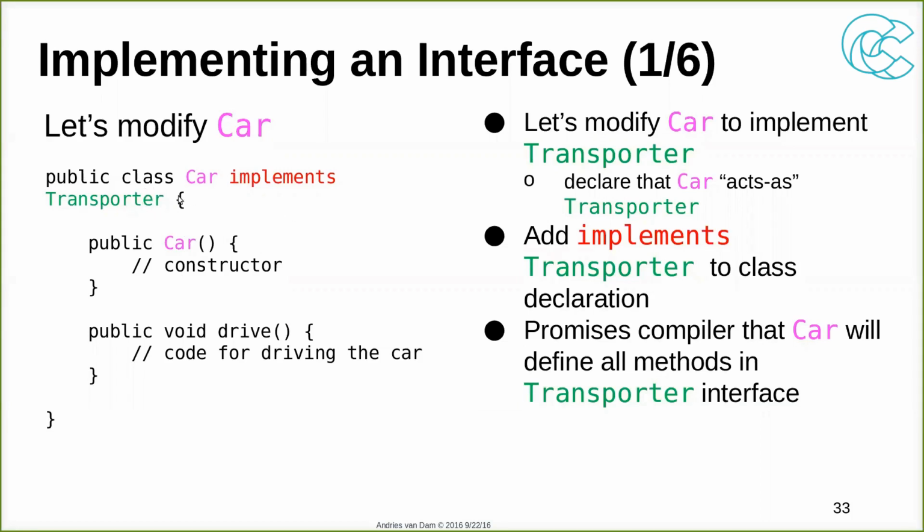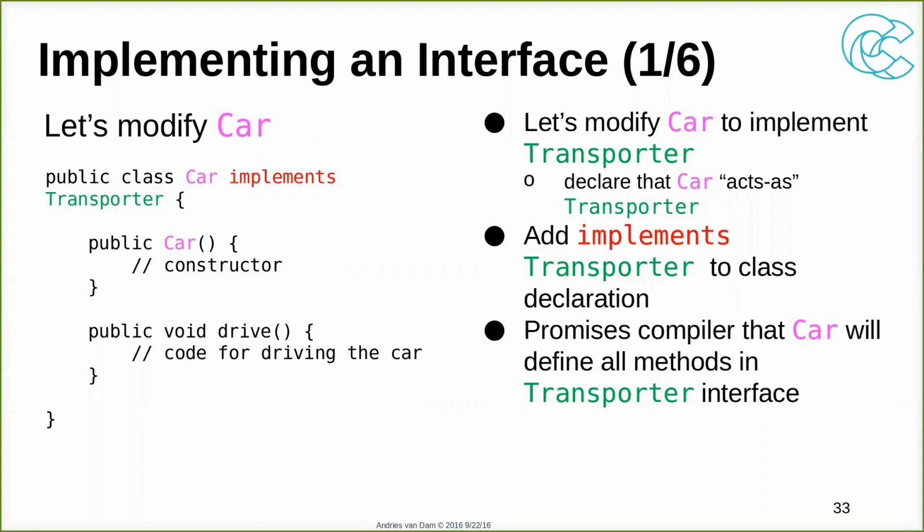So the way to implement is you have this keyword called implements, and Car then implements the Transporter. But the only condition here is that all the methods that are declared within the interface should be implemented. And by implementation, we mean that a body should be provided, right? So the definition has to be provided here.